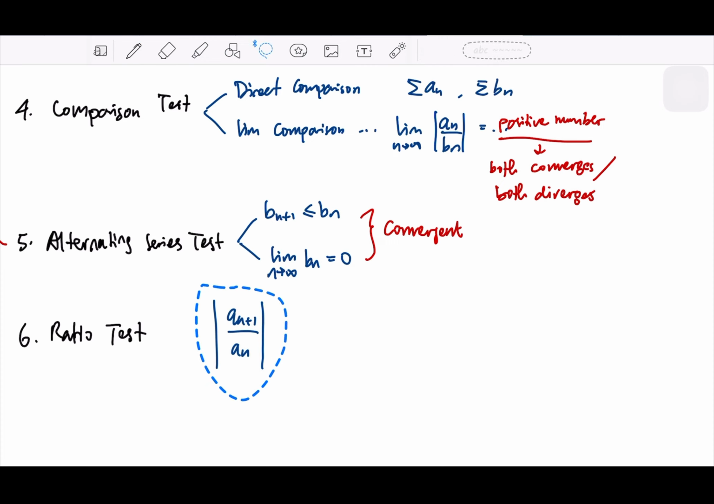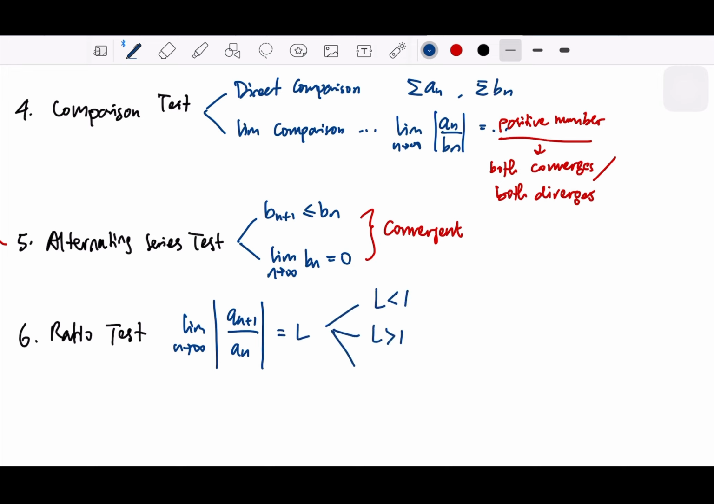Maybe, and if you take the limit, remember L less than 1, L greater than 1, and L equal 1. This is converge or absolutely convergence. This is diverge, and this is inconclusive. Or doesn't exist.